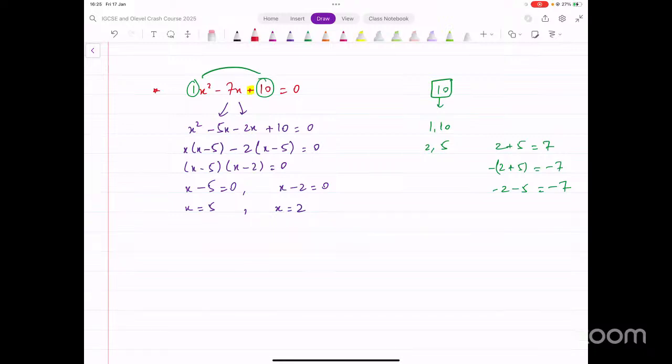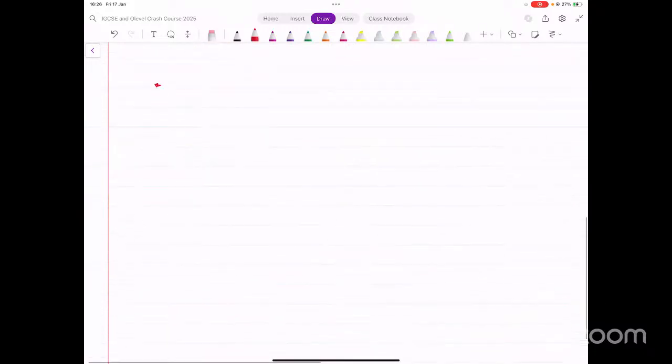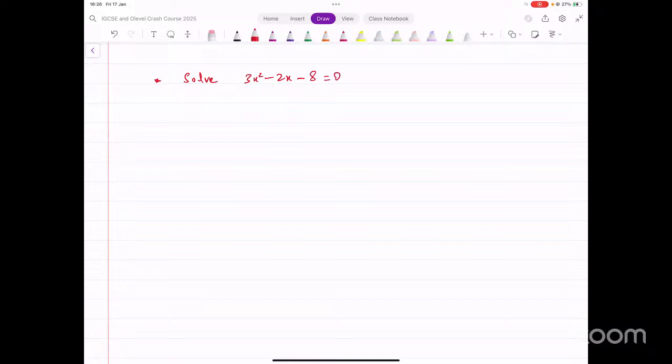Sometimes you have equations that cannot be solved using factorization. For instance, let me write down another equation here. Let's say you've got something like this. We want to solve this quadratic equation: 3x squared minus 2x minus 8 is equal to 0. Okay. Now, how do we solve this quadratic equation?